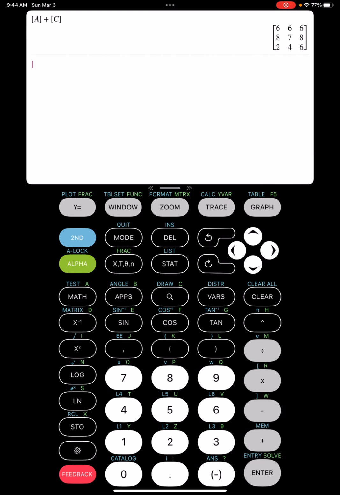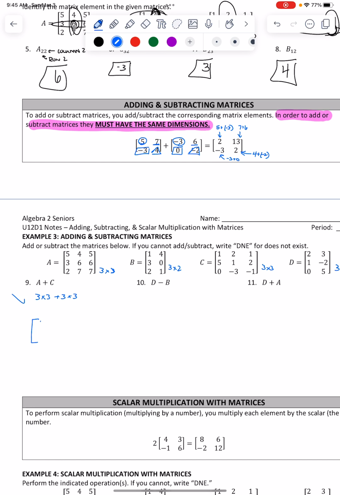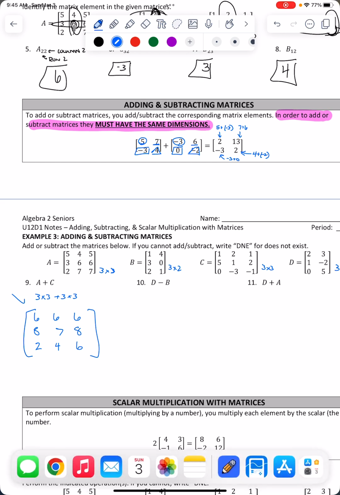So we've got 6, 6, 6, 8, 7, 8, 2, 4, 6. So our answer here would be 6, 6, 6, and then 8. Let me make this a little bit bigger. So we've got 6, and then it was 8, 7, 8, and then 2, 4, 6 for that. So we got that.